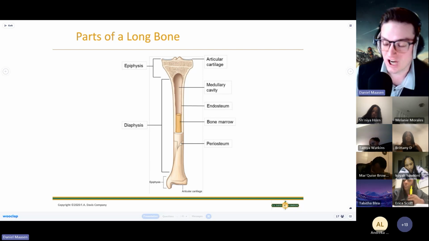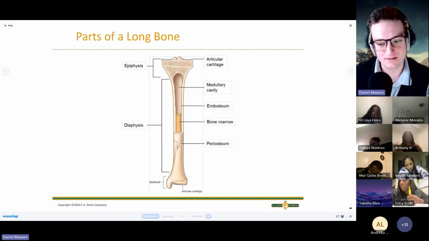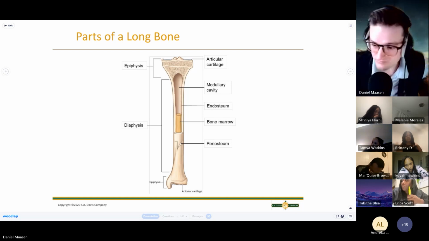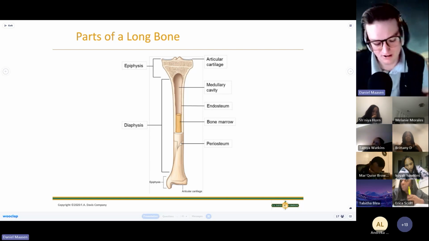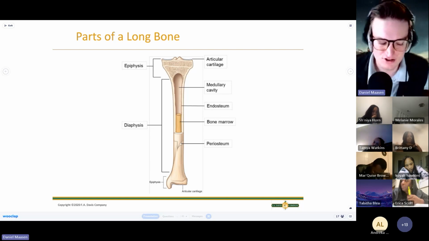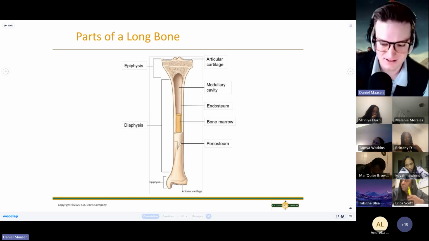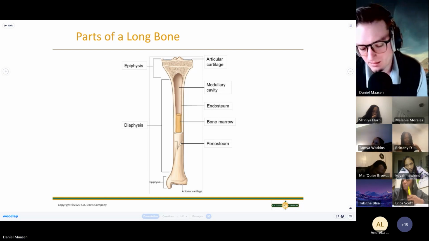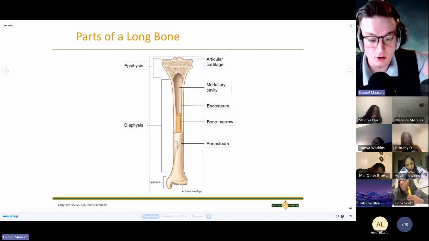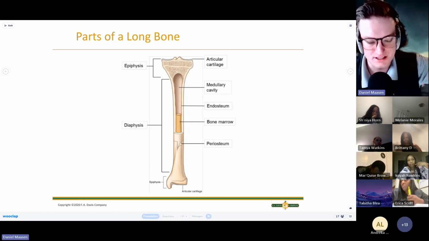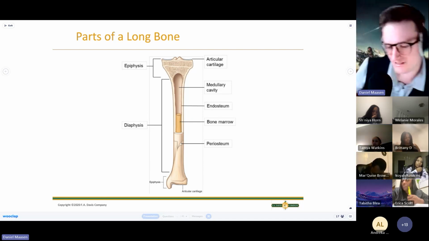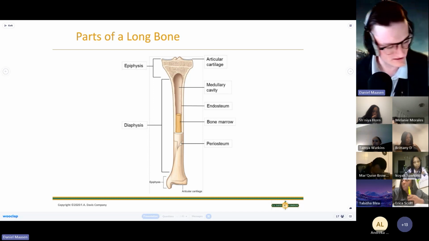And in a child, if you imagine an infant right now, they would have the same structure to their long bones, the same structure to the shaft, the diaphysis of their tibia, but it would be mostly red bone marrow and not yellow, because they're still constantly producing blood cells. They're still constantly producing things like that.